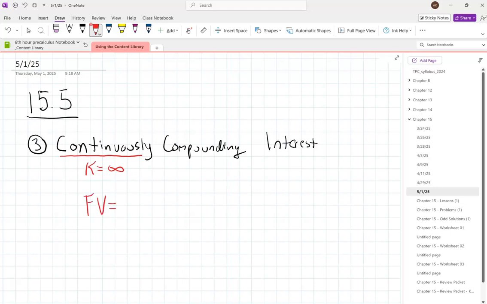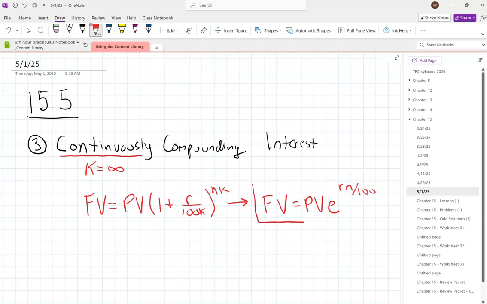So we're going to take our compound interest formula, and if that value for K goes to infinity, what it does is it turns into this, where FV, PV, and N are all the same. This letter E, though, remember, that's that irrational number that we've talked about earlier. Surprisingly, that's what kind of tumbles out.